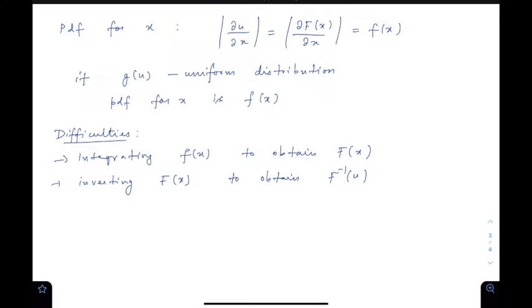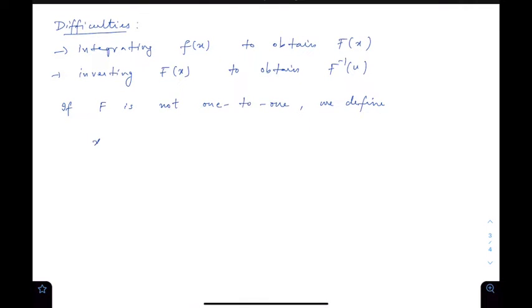Now note, if capital F is not 1 to 1, then we define x equals F minimum inverse of u, which is the minimum of x for which F of x is greater than or equal to u.